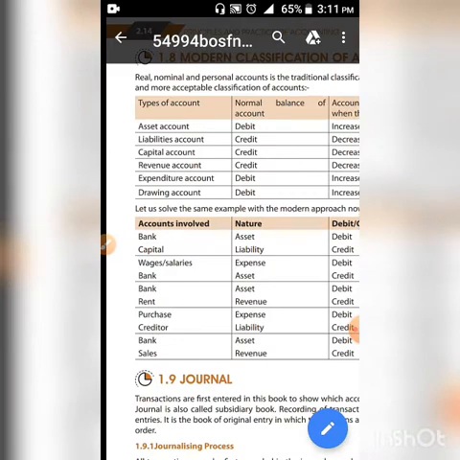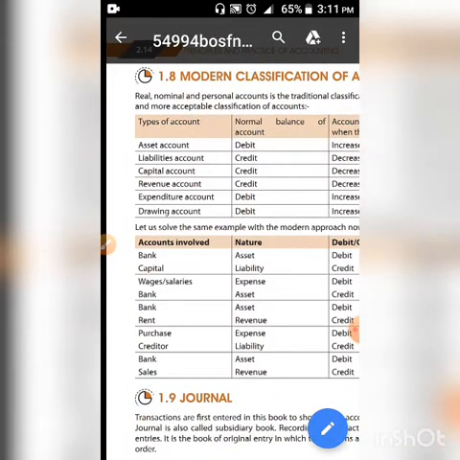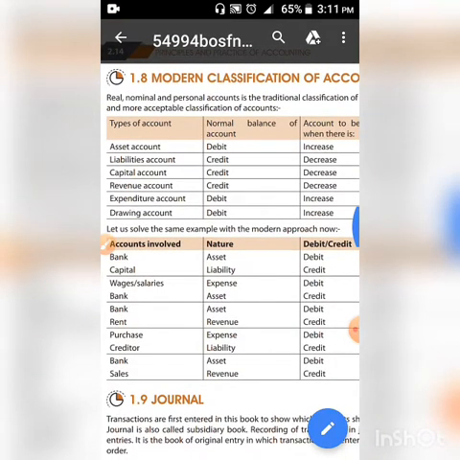Well, the thing to understand is when an asset account is given, you have to debit it. When a liabilities account is given, you have to credit it, and when a capital account is present, you have to credit it. Okay, when there's an increase in the value of an asset, then you have to debit it. When there's an increase in the liabilities account, you have to credit it. When there's an increase in the capital account, you have to credit it again.